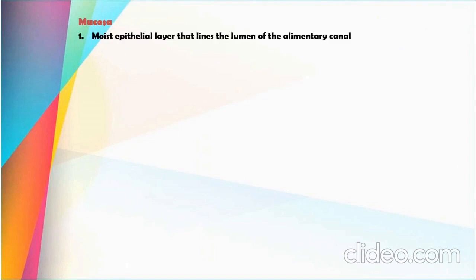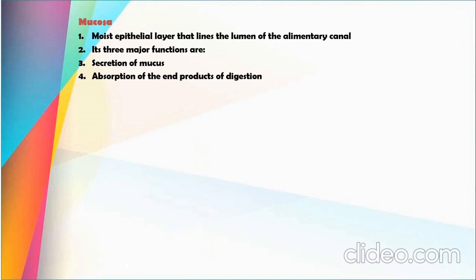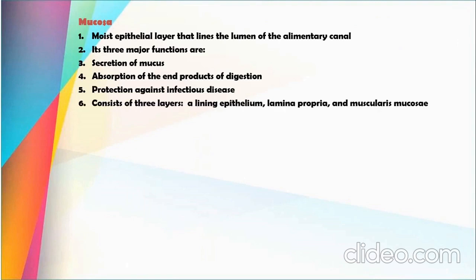Now first one is the mucosa, which is a moist epithelial layer that lines the lumen of the alimentary canal. Its 3 major functions are secretion of mucus, absorption of the end products of digestion, and protection against infectious disease. It consists of 3 layers: first one is the lining epithelium, then the lamina propria and the muscularis mucosa. In the mucosa, the first one is the epithelial lining.